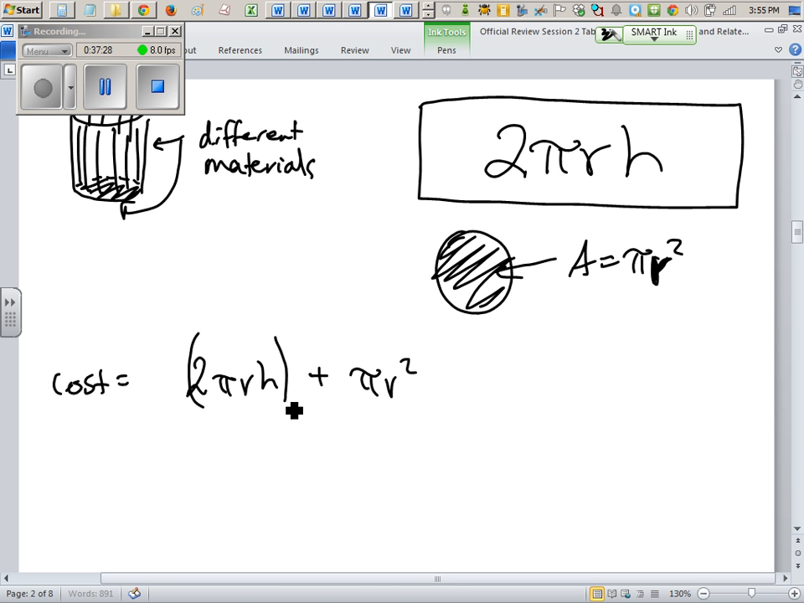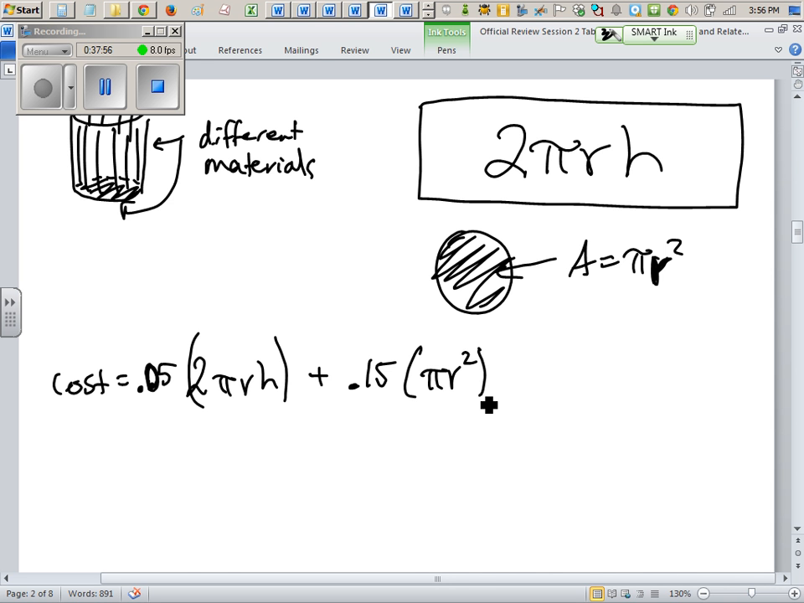So we have to take the price of the side material times the area of the side plus the price of the bottom, 15 cents per square inch, times the bottom. You see, this is a cost equation. It is not in one variable. Not in one variable. That's a bummer.